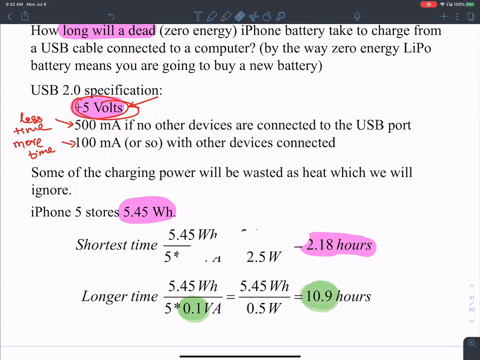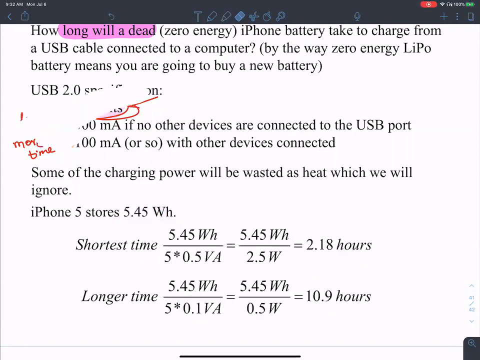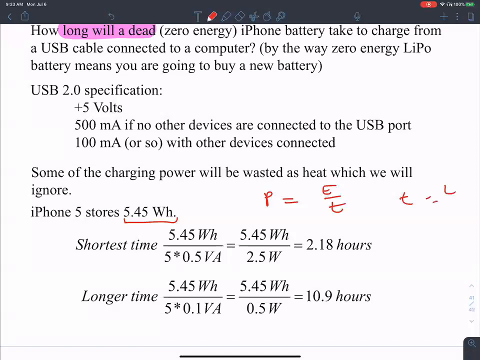So all I'm doing here is based on the fact that the iPhone 5 stores this energy. Power is energy by time, so energy should be power times time. Power is the rate of change of energy. Therefore, time should be energy divided by power. See what I'm doing? Here is the energy, that's the energy stored in the battery that's given to us.